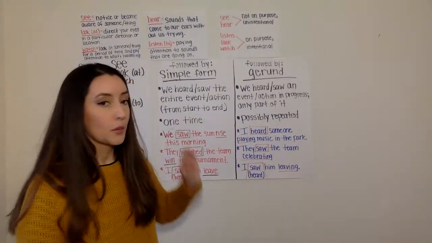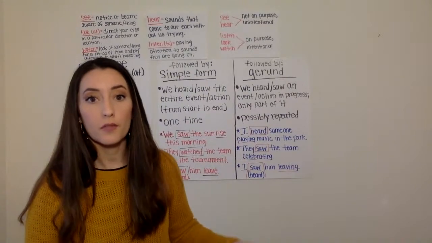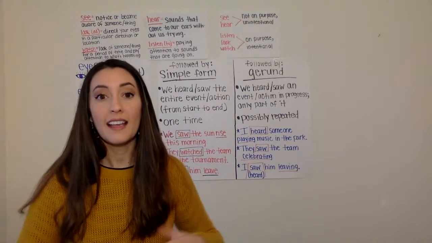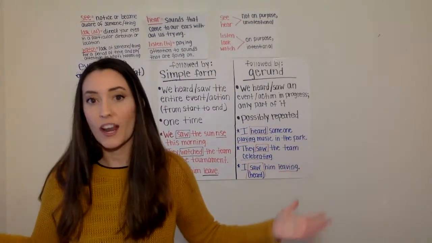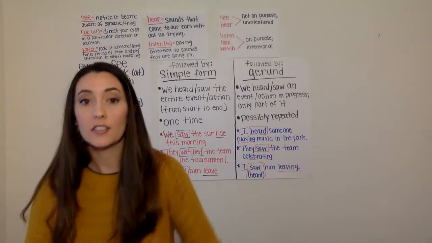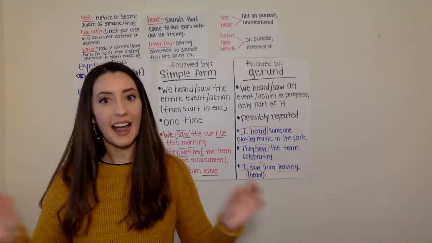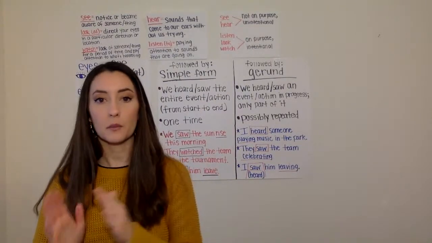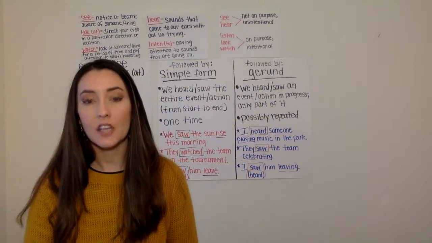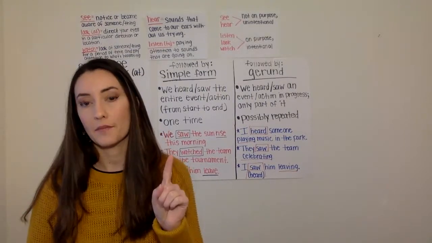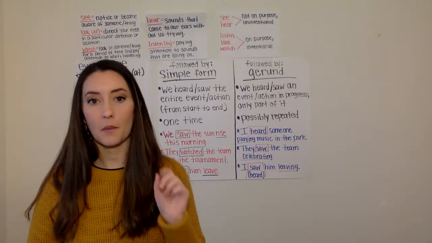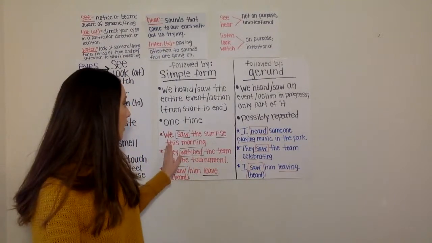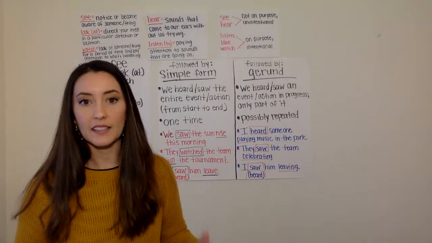So when we have a verb of perception followed by a simple form of verb, it's because we heard or saw or were aware of the entire event or action, okay? From start to finish. We heard or saw the entire thing from the very beginning until it was done, until it was over, okay? From start to finish. And typically, it's only something that happens one time, okay? It's just an action or a noise that happens one time. It's not repeated.